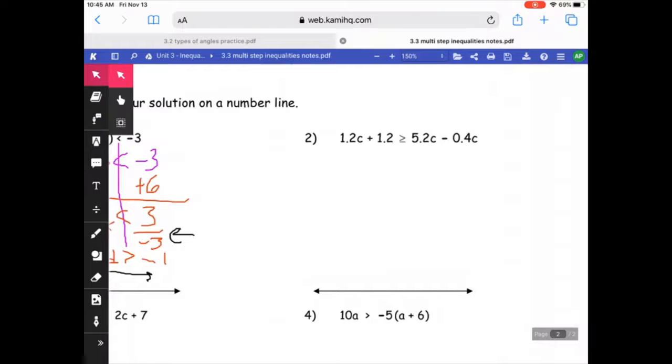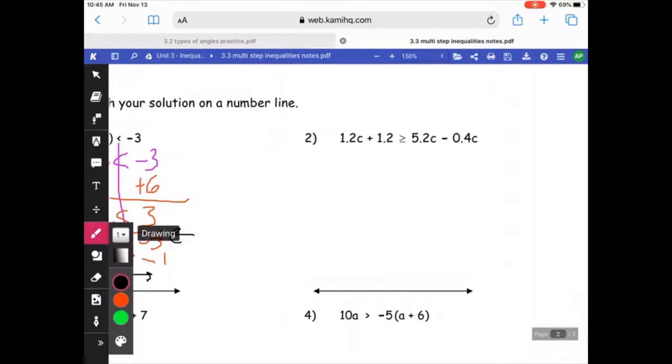Okay, let's take a look at number 2. Number 2, we have 1.2c plus 1.2 is greater than or equal to 5.2c minus 0.4. So now, here we need to simplify both sides. On the left, there's nothing to simplify. We have 1.2c plus 1.2. On the right, we have 5.2c minus 0.4. 5.2 minus 0.4 is going to give us 4.8c.